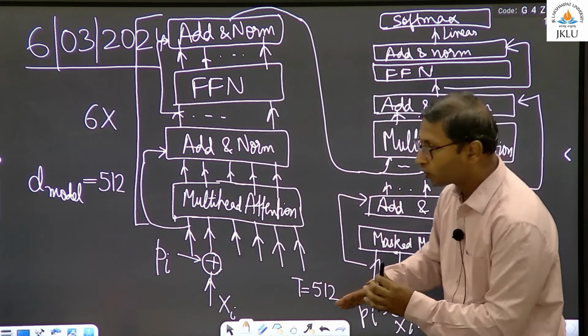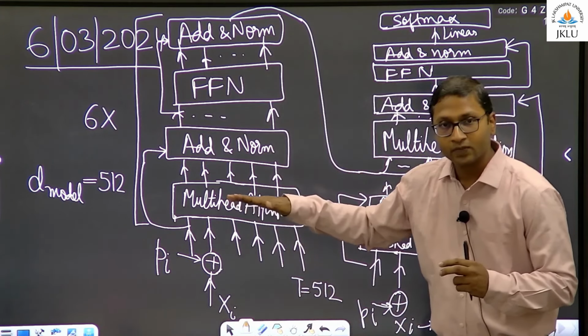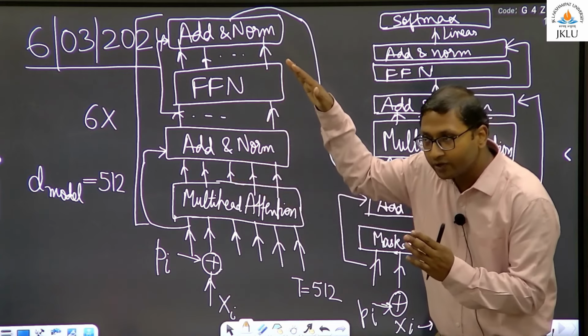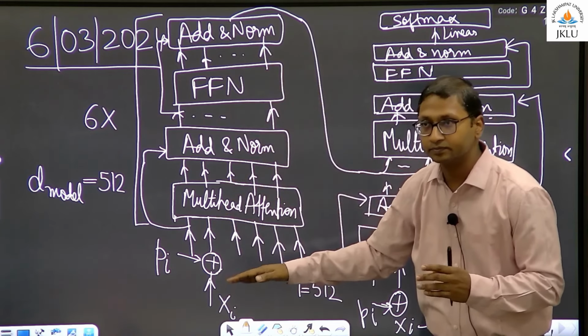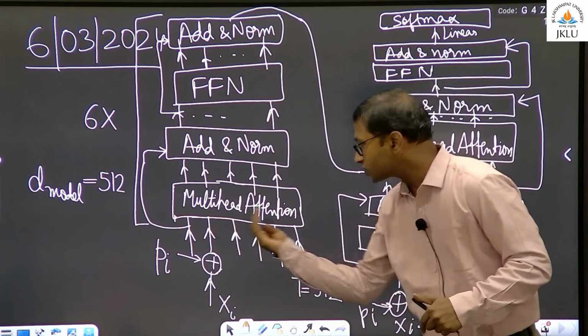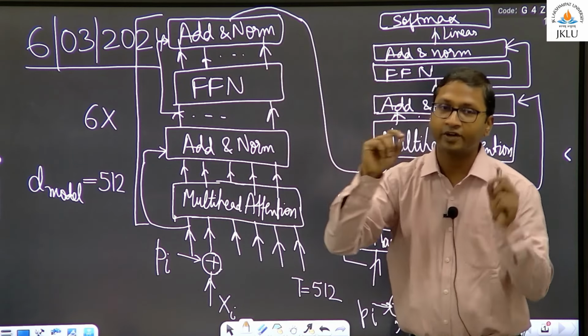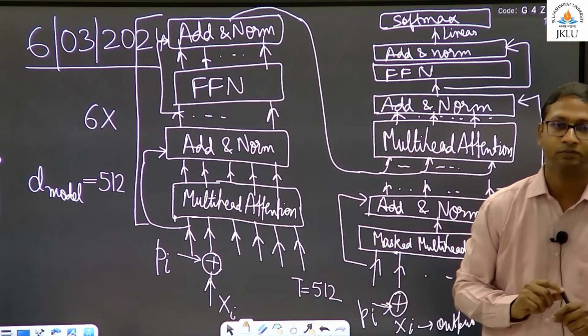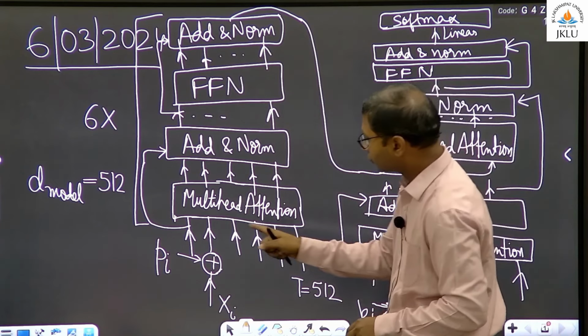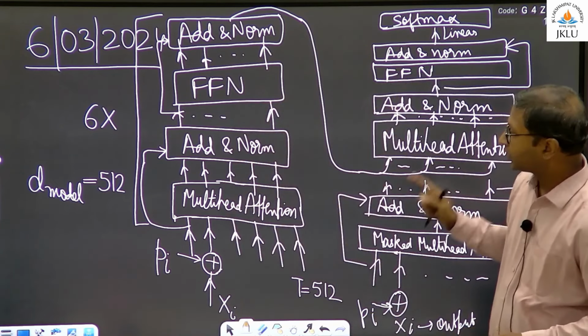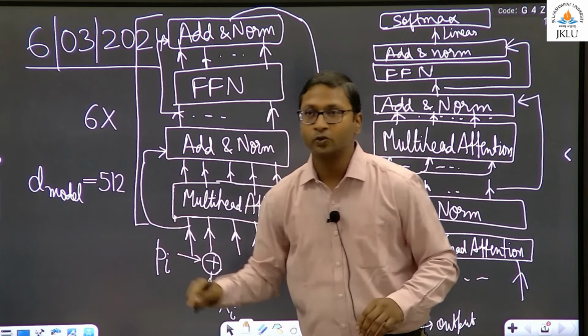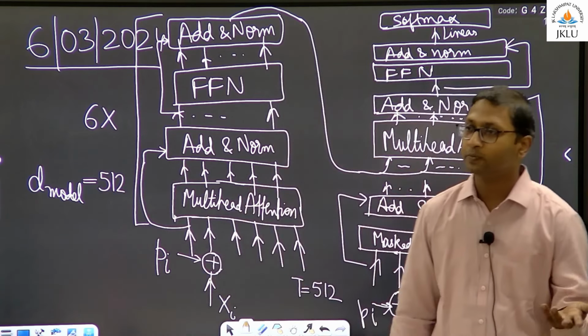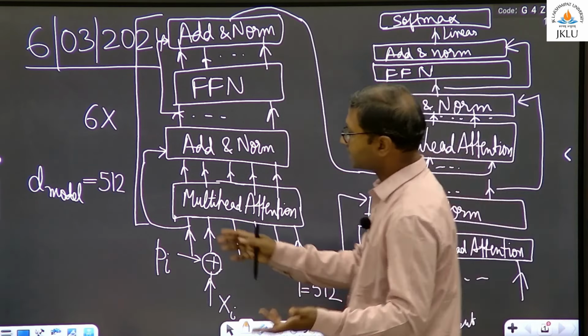Everywhere where you are connected, horizontally, all these guys are 512 numbers. So wherever you see these arrows, they are equal to D model, which is 512 in our case. Of course, you can change it. We'll see GPT has it differently, BERT has it different.